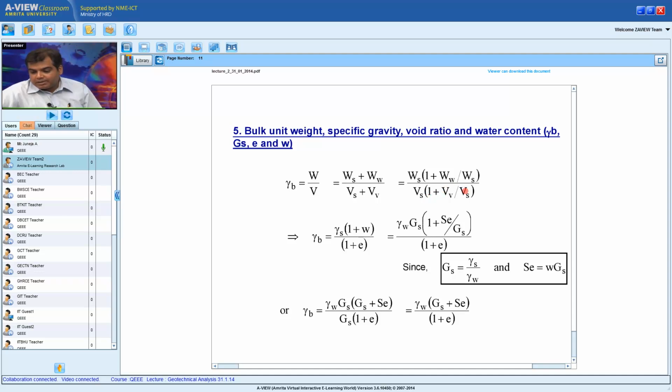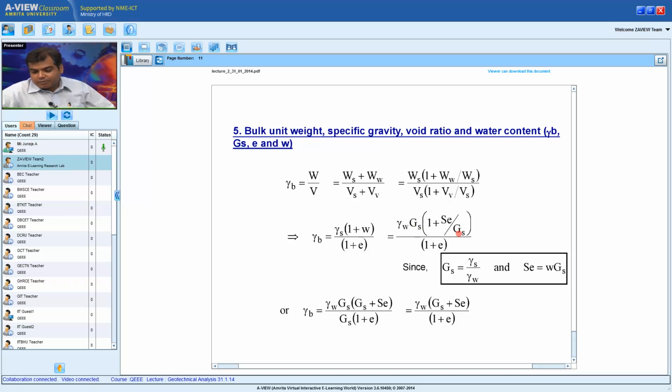Denominator is 1 plus void ratio, which is here. Now from the previous slide, we have derived a wonderful expression, which is SE equals WGS, and I hope it's still on your paper. So from there, can I just replace W by SE by GS? I've done this. W equals SE by GS, that's inside, and the unit weight of solids is replaced by unit weight of water times specific gravity. That's over there.